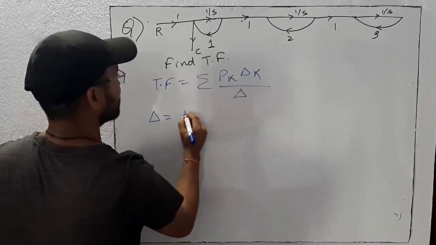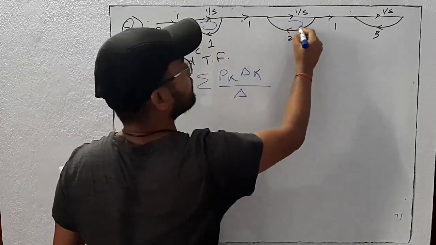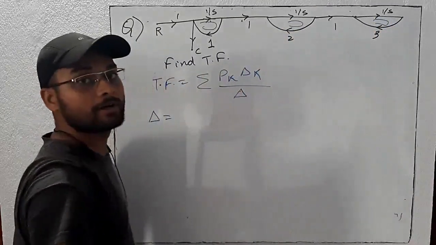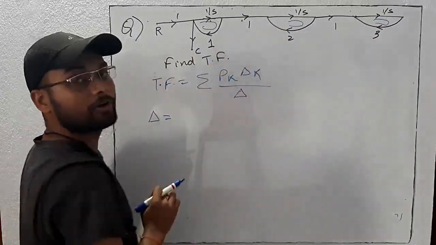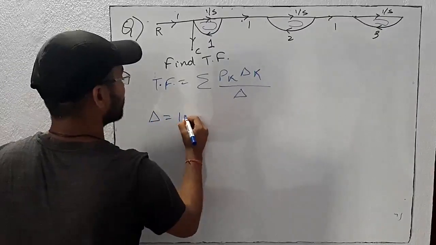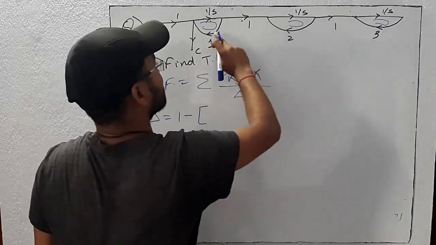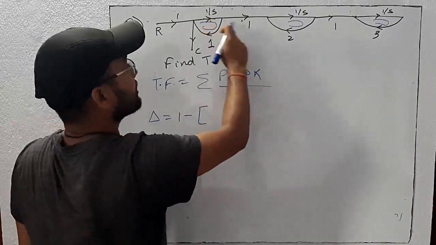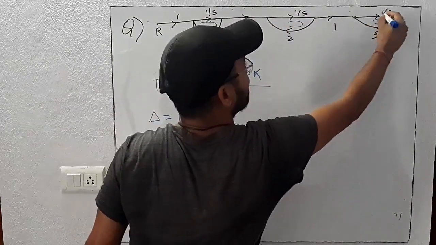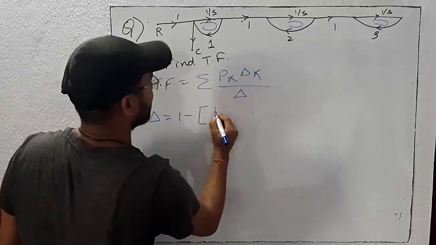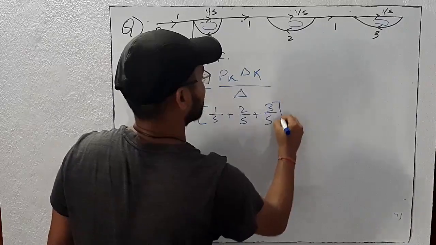Delta is equal to, so we will see how many loops are there. There is one loop, two loop and third loop. And these two loops are non-touching, these two loops are non-touching and these two loops are non-touching. So delta is equal to 1 minus the sum of individual loop gains. These three loops have gains 1 by s, 2 by s and 3 by s, because we will take a whole loop then multiply for this term. So that is equal to 1 by s plus 2 by s plus 3 by s.